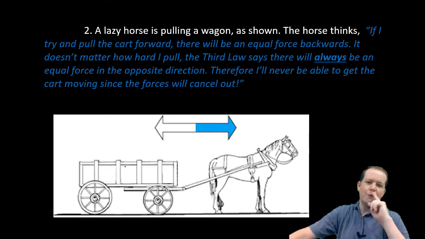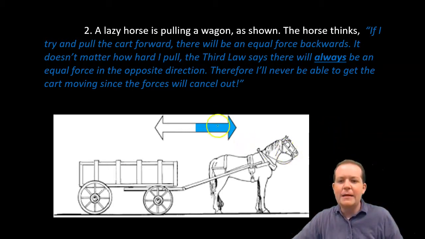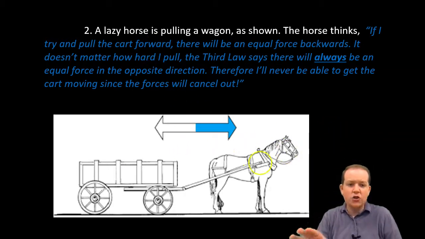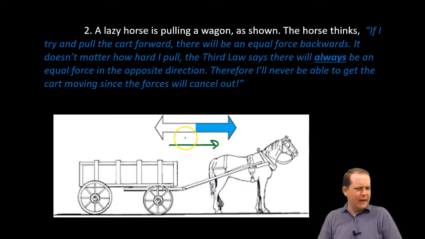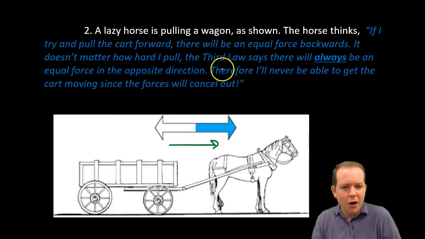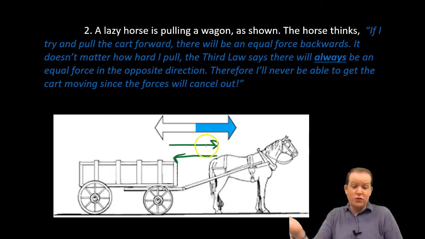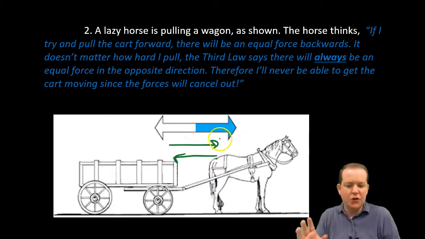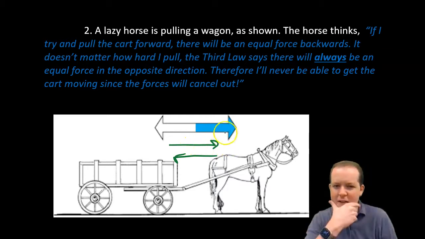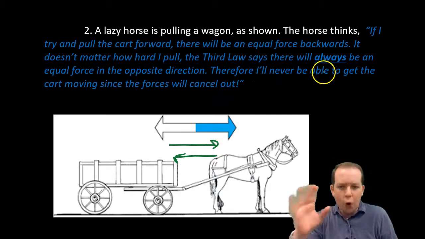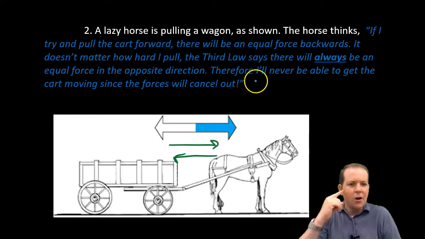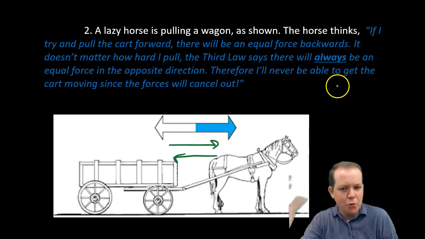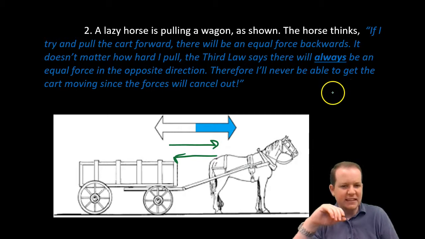And the horse thinks to itself, wait a minute. If I try to pull the cart forward, if I try to apply a force on the cart, well, by Newton's third law, there's going to be an equal and opposite force backwards. Because Newton's third law says if there's a force acting to the right, there should be an equal and opposite force going to the left. So by Newton's third law, there will always be an equal force in opposite directions. Therefore, the horse says, I'll never be able to get the cart moving since these forces will cancel out.